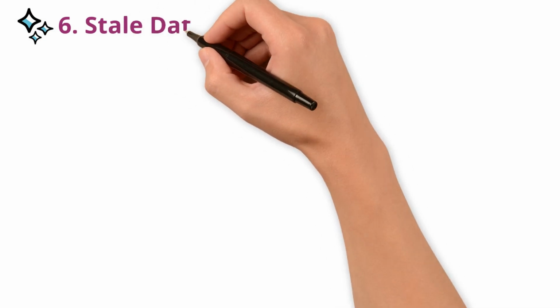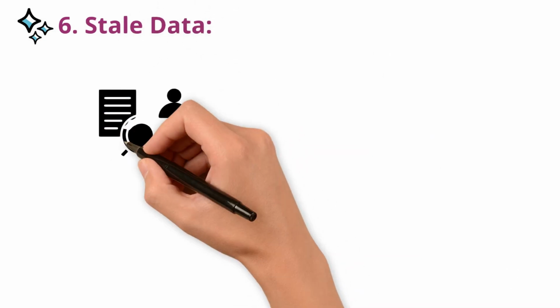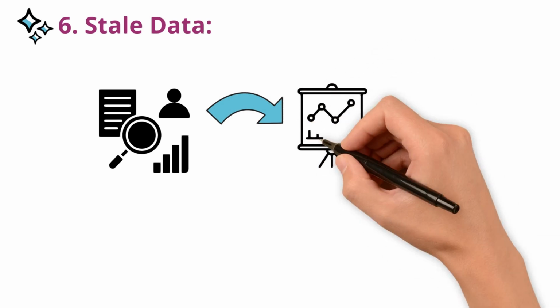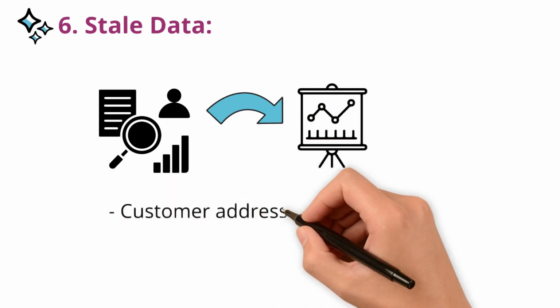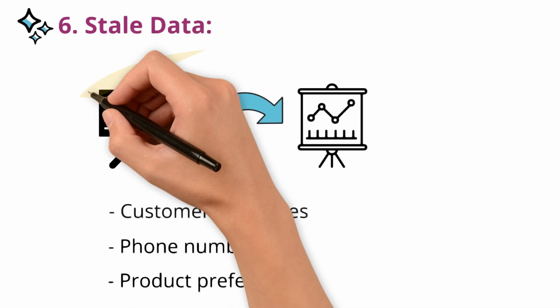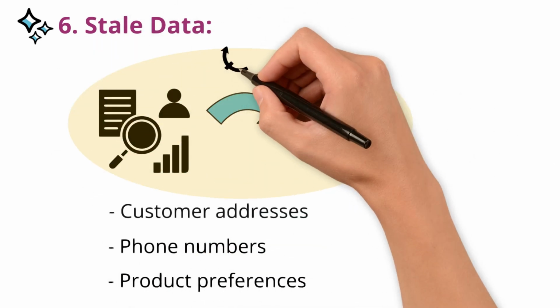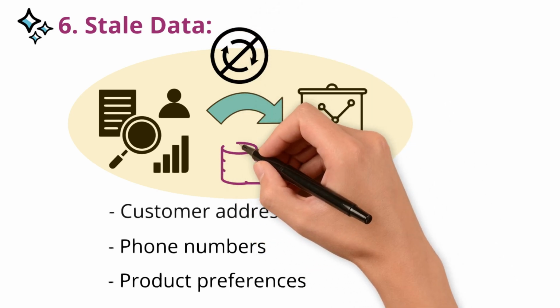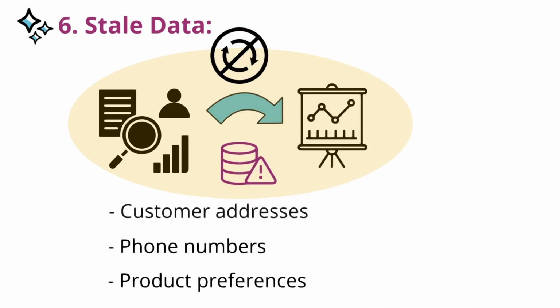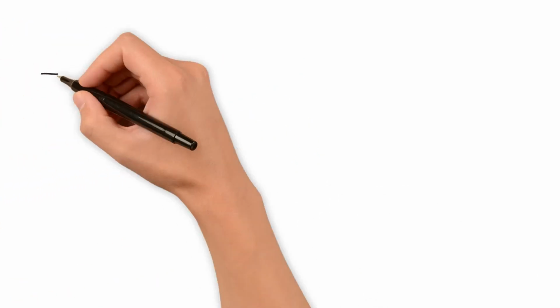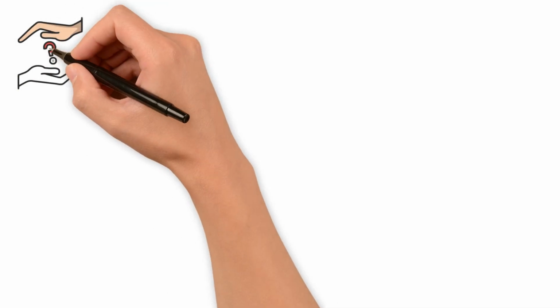Next comes stale data. Data is not static. Information can change over time, such as customer addresses, phone numbers, or product preferences. However, data does not always get updated regularly. This can lead to stale data, which is information that is no longer current. Here is why data can become stale.